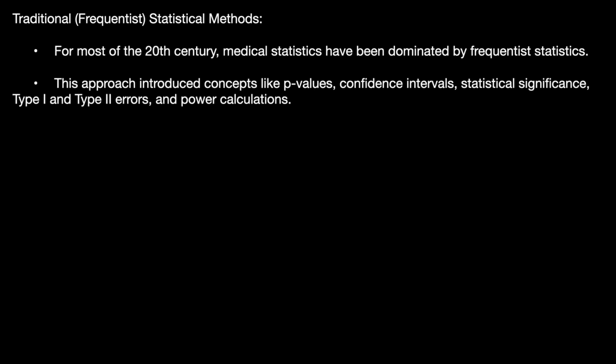What we have right now is called the traditional or the frequentist statistical method. For most of the 20th century, medical statistics has been dominated by this type of statistics. The approach is something we are already very familiar with, that is p-values, confidence intervals, statistical significance, type 1 and type 2 errors, power calculation. These are very common terms for people who are working in medical science.